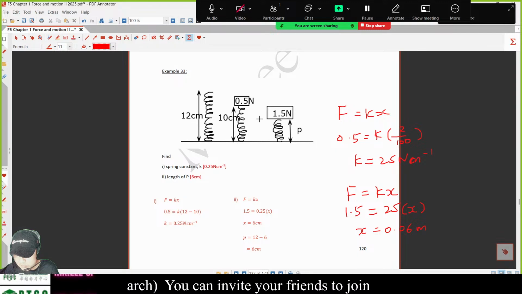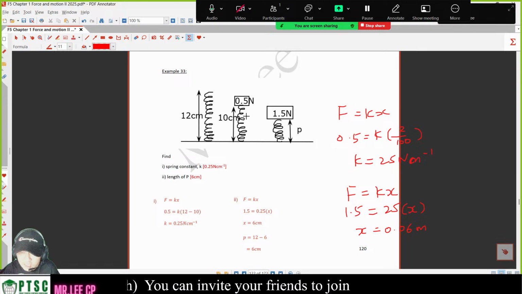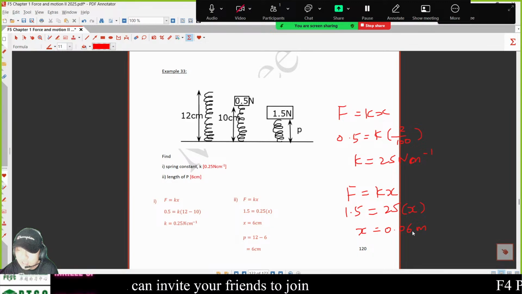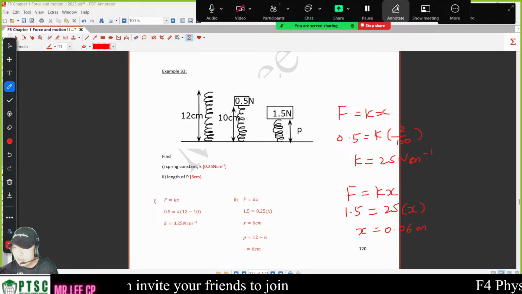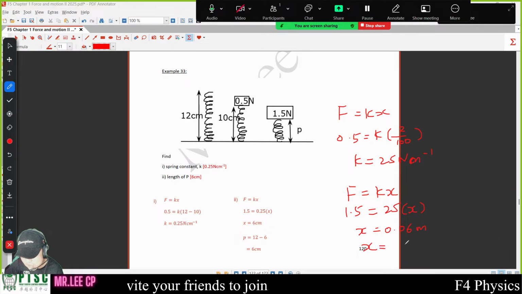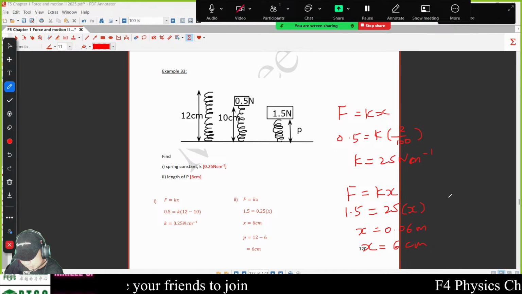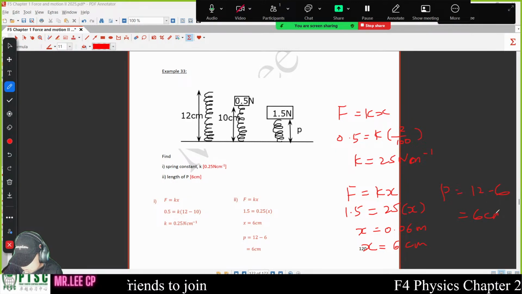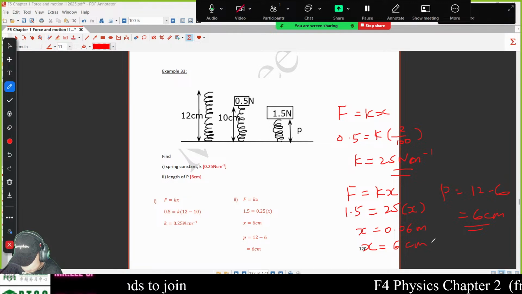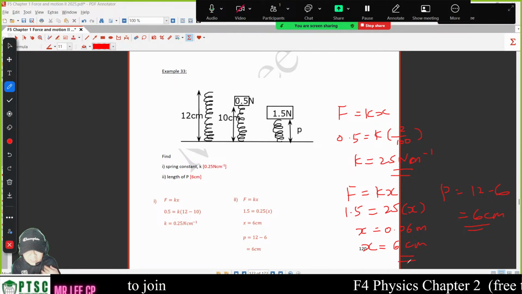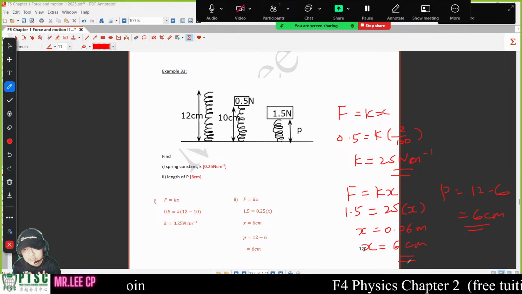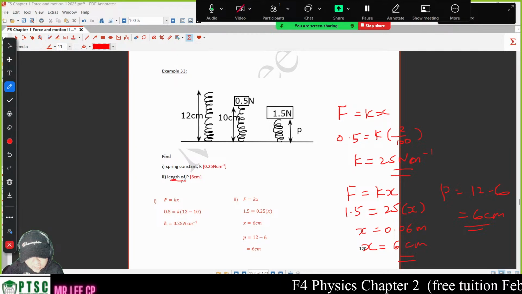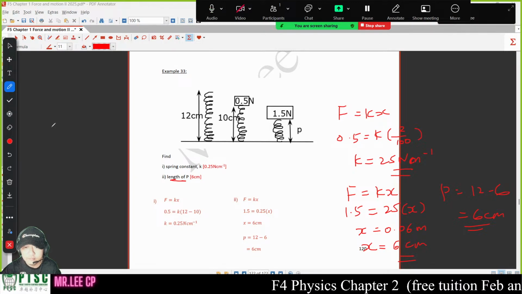But if they ask you this one, 12 cm, 10 cm, this one P is how many meter? Do you think how many meter? No, right? So you have to change it to cm. X is 6 cm. So P is 12 minus 6, still 6 cm. So it will be a bit long. You need to change it back. So no need. Don't waste your time. Right? Unless they ask you energy. Energy, then you must do it. Right?